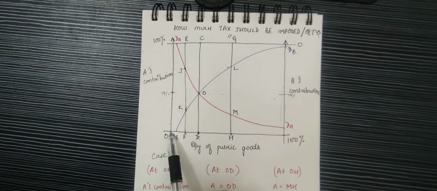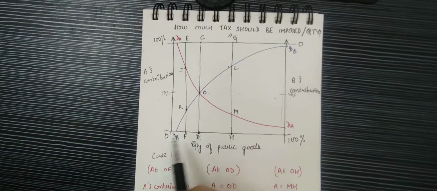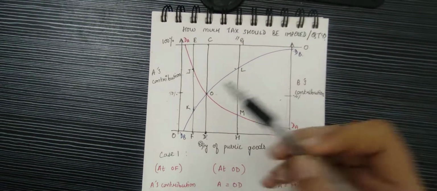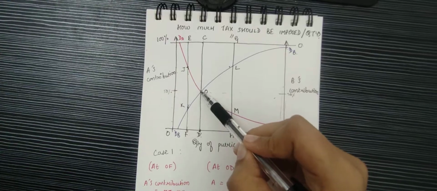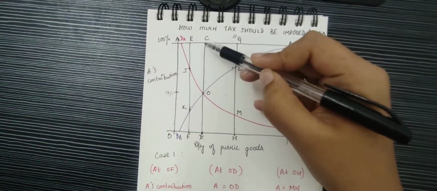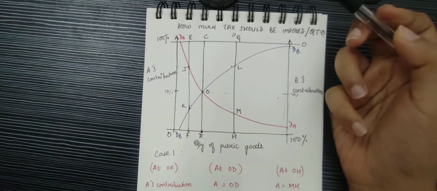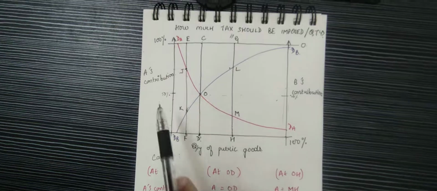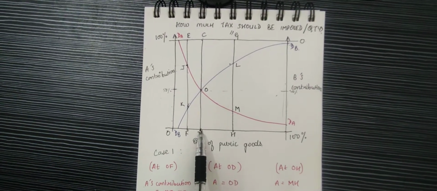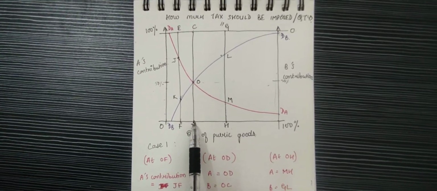So Lindahl tries to say that at OD level, or OD quantity of public goods should be produced and the tax burden should be 50-50%. It's equally distributed and this much is the tax collection which is being fairly distributed among the society of 2. Okay, so this is the optimal level of quantity of public goods that needs to be provided.